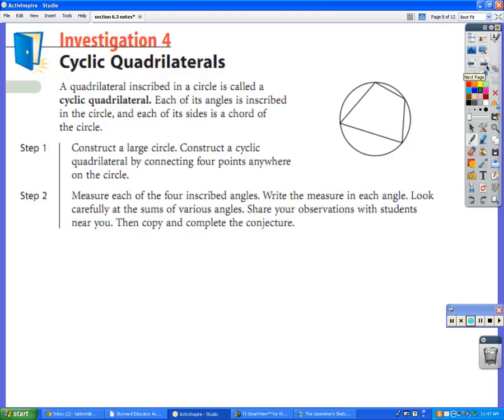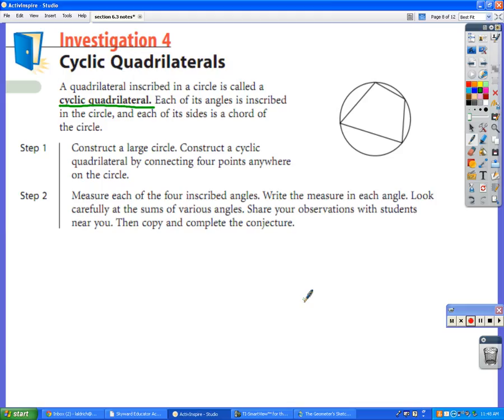Okay, what else do we have? Oh, cyclic quadrilaterals. First of all, a vocabulary word. It says a quadrilateral inscribed in a circle is called a cyclic quadrilateral. So if you take a circle and you make a quadrilateral inside there, it's going to be a cyclic quadrilateral.